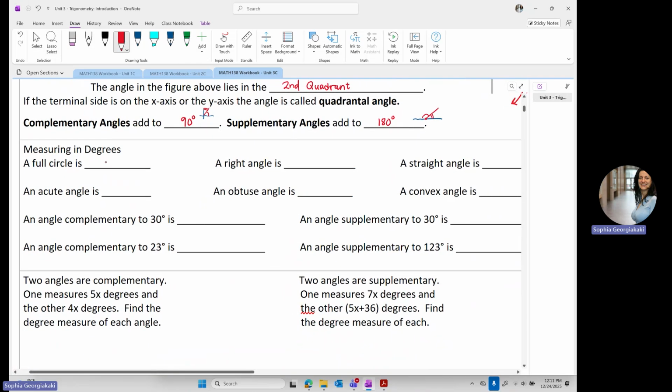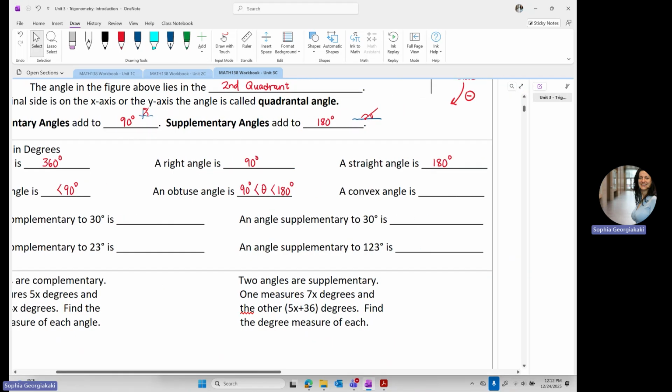A full circle is 360 degrees. A right angle is 90 degrees. A straight angle is 180 degrees. An acute angle is less than 90 degrees and it's positive. An obtuse angle, let's call it theta, will be greater than 90 degrees, but it will be less than 180 degrees. And a reflex angle will be greater than 180 degrees.